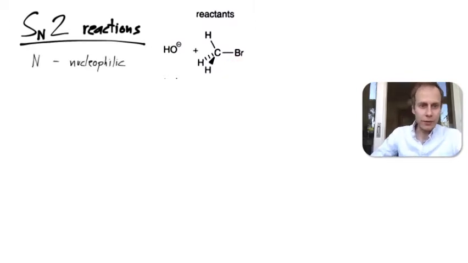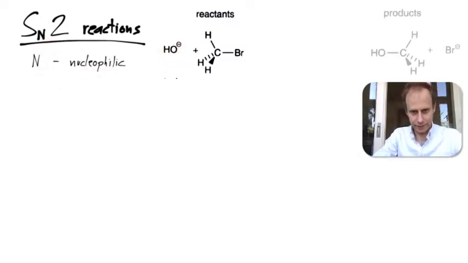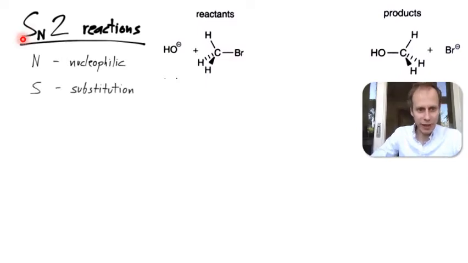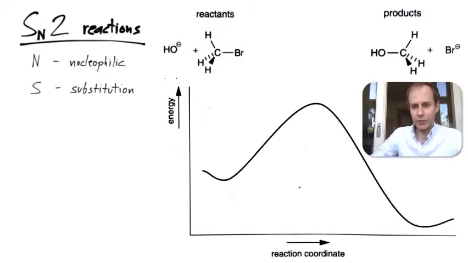So in the name SN2, N stands for nucleophilic because of the nucleophile attacking. And then this reaction proceeds and the hydroxide replaces the bromine that then splits off as a bromide, and that is called substitution. The bromine has been substituted by the hydroxide, so therefore the S stands for substitution. It's a nucleophilic substitution. So the energy profile for such a reaction is plotted here.